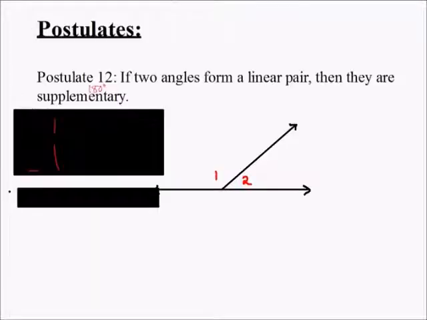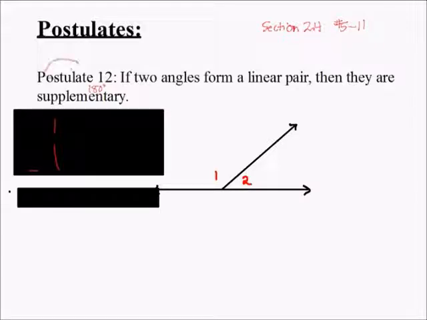And finally, postulate 12. So in section 2.4, we had postulates 5 through 11. Okay, so we have postulate 12 here. And this is something that we cannot prove. Remember, a postulate, we can't prove that.